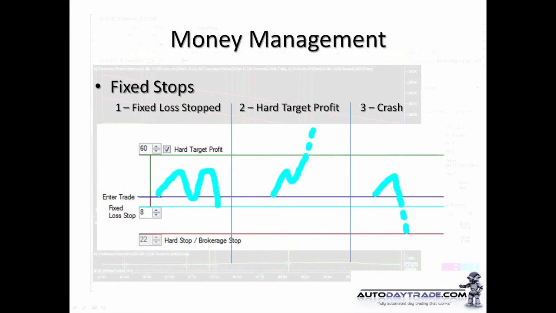Number 3 represents the day trader's nightmare. Your computer crashes, the internet goes down, your broker connection fails, or a number of other really bad scenarios cause you to lose contact in the middle of a trade. The brokerage stop was established at the beginning of the trade to cover these scenarios. While the total possible loss is pretty big, as it's always bigger than the fixed loss stop, it's better than waiting on hold with your broker so you can ask her to kill the trade.